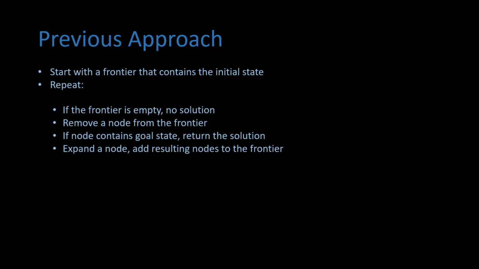Now, I have my previous approach here, and you can see it was quite simple. I started with a frontier containing the initial state, and then I will always repeat. If my frontier is empty, then there is no solution. Meaning, if there's nothing in the frontier, there's no solution. So I need to expand this. So I run this again. I remove a node from the frontier, which in this case, the first ever node, we don't do this.